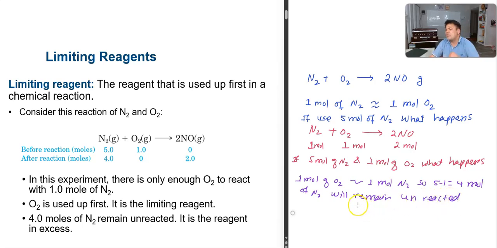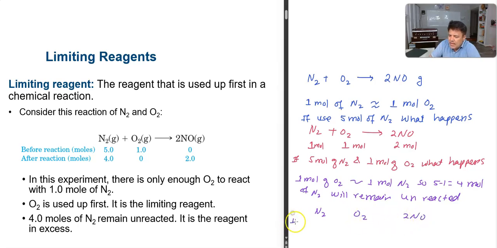So that's more than enough. You need only 1 mole of nitrogen to react with 1 mole of oxygen. But you have 5 mole of nitrogen and only 1 mole of oxygen. It means that 1 will consume 1 but what is left is 4, right? So the remaining will be left. So N2, O2, 2NO.